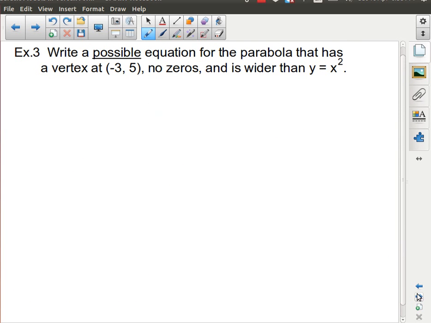Okay, and write a possible equation. Now I've emphasized the word possible here. That means that there are actually many answers for this one. We want a parabola that has a vertex at negative 3, 5. It has no zeros. That's interesting. And it's wider than the parent function.